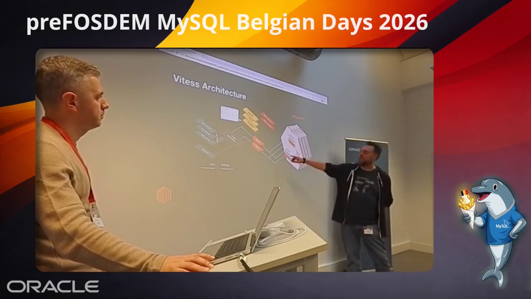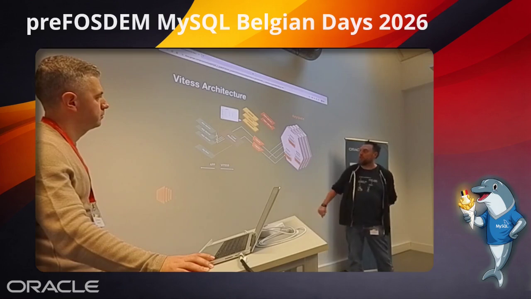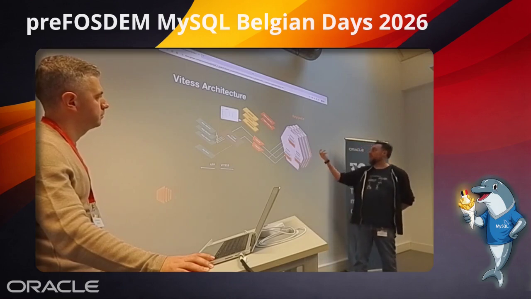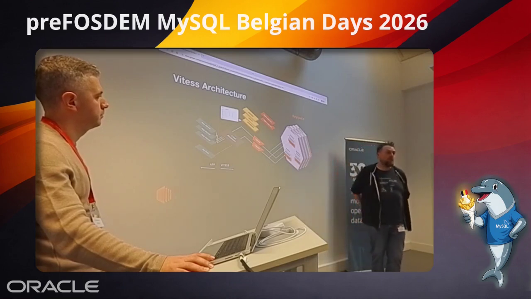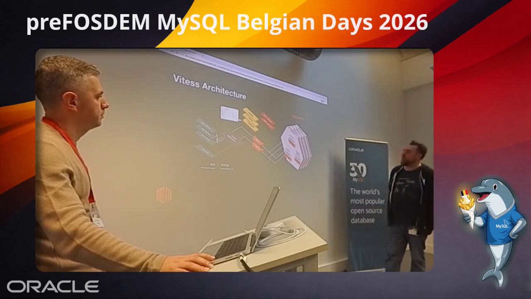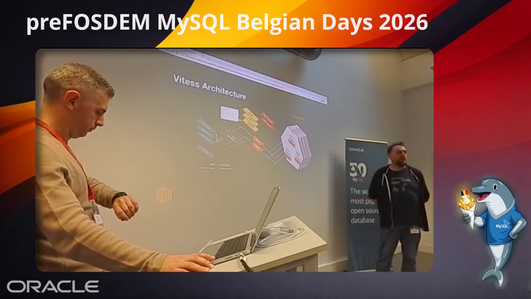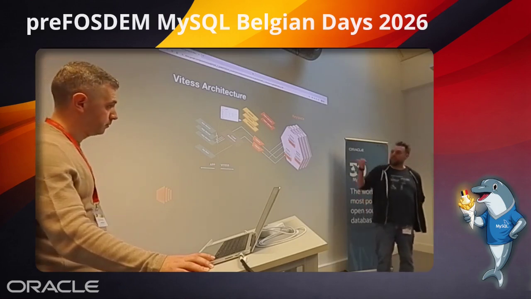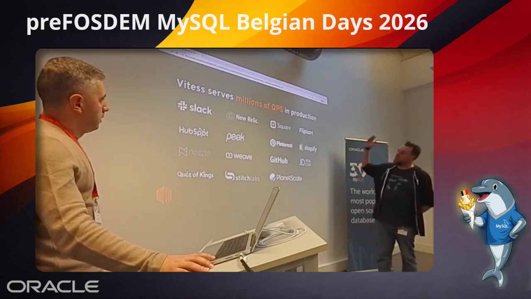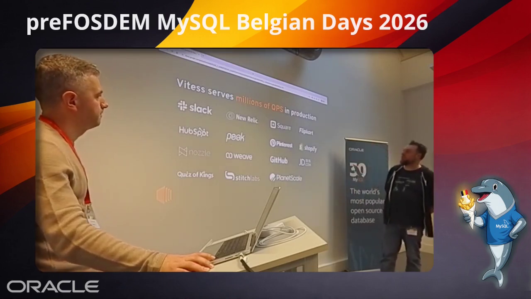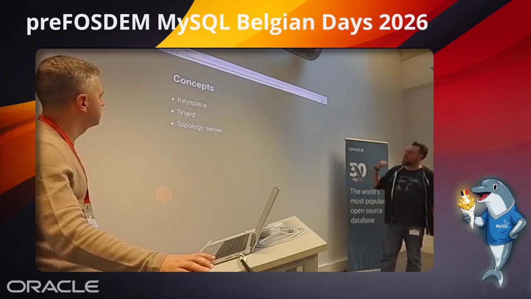vtgate is the component that translates all the queries that come in into queries per shard. And it tries to utilize the features of MySQL as much as possible. So if it can push down joins to the MySQL layer, it will do that. Next slide. These are some of the logos that use Vitess in production, some very famous ones.